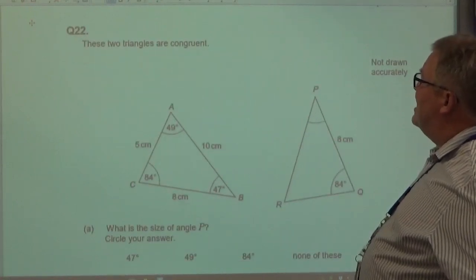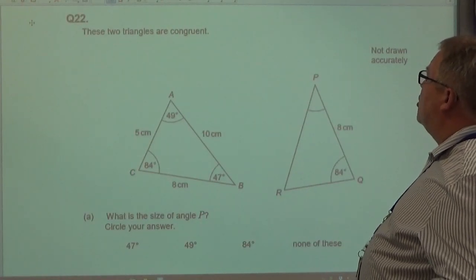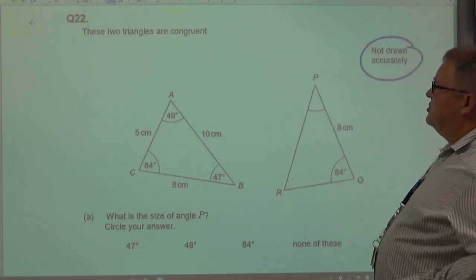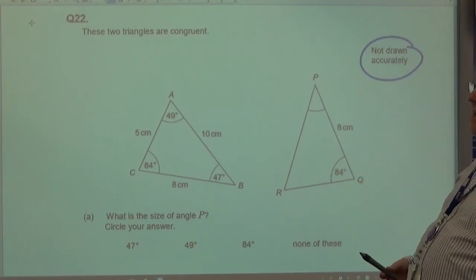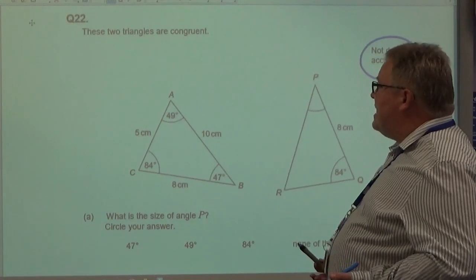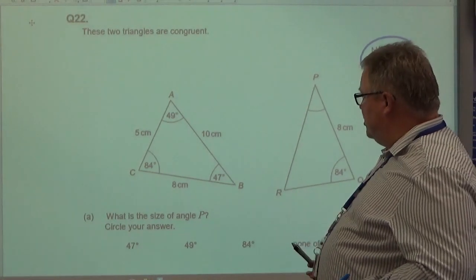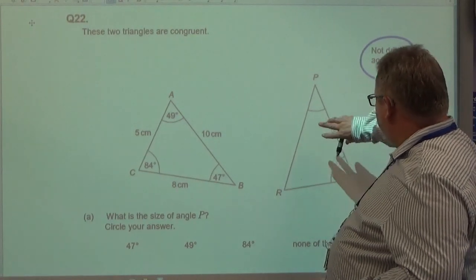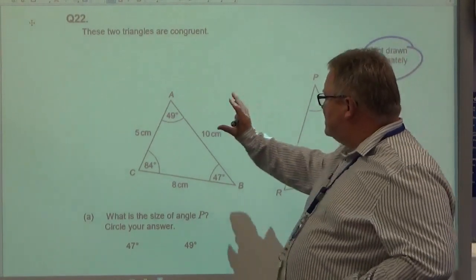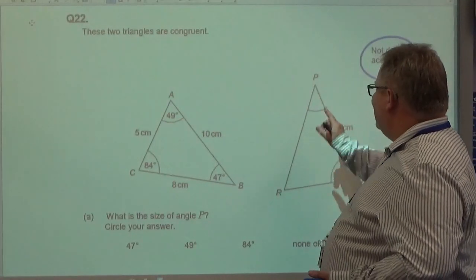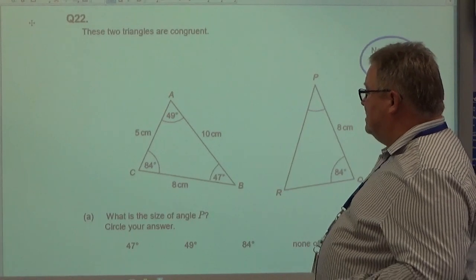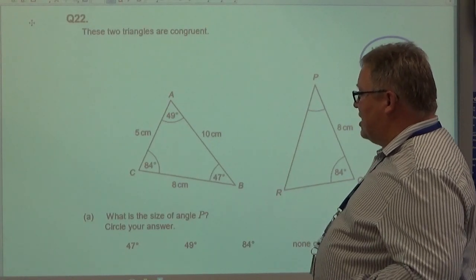So two triangles, these two triangles are congruent. What do we mean? They're not drawn accurately, so don't start measuring them. What do we mean by congruent? Well, we mean they're identical to one another, and if we rotated this, it would sit exactly on there. All the angles are the same, and all the lengths of the sides are the same. So that's what we mean by congruent.